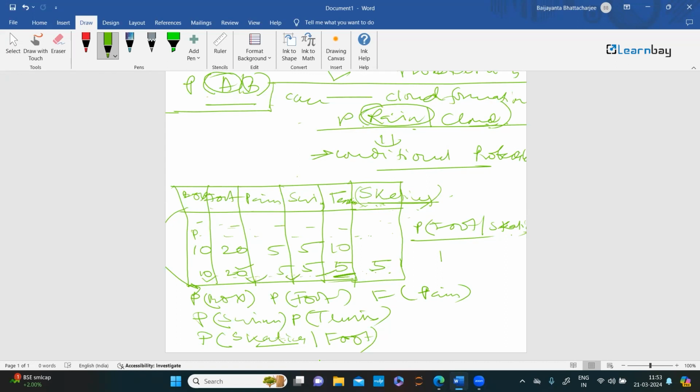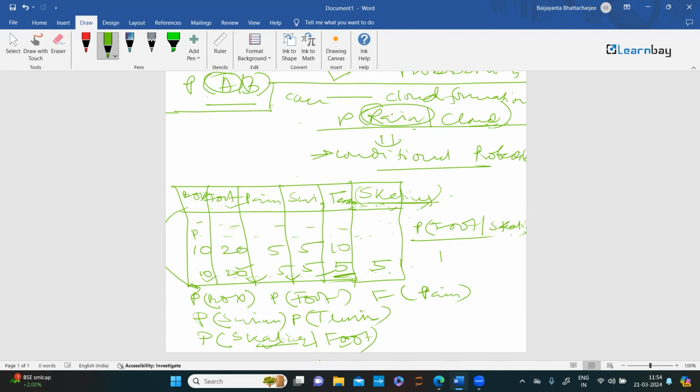At a time, we can only compare two events, ma'am. Yes, at a time you can only compare two events, correct. So that is why I have written this probability of skating given that football has occurred. So at a time you can compare two events and based on that you can come to the conclusion: when skating has occurred, what is the occurrence of football? When skating has occurred, what is the occurrence of tennis?